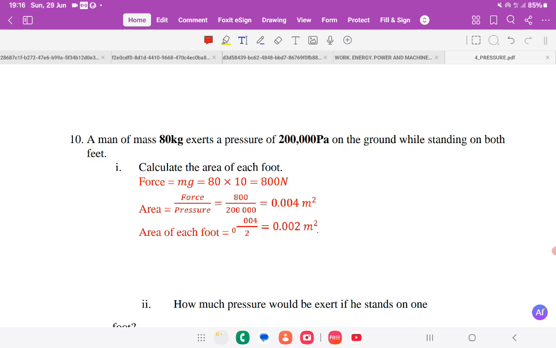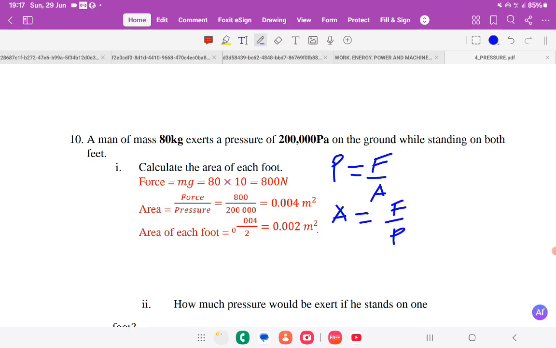Okay, number 10. A man of mass 80 kgs exerts a pressure of 200,000 pascals on the ground while standing on both feet. Calculate the area of each foot. All right. So from pressure, you know pressure is force divided by area. But we are asked to calculate area. So you make area the subject: area will be equal to force divided by pressure.